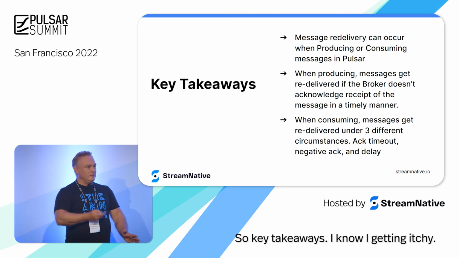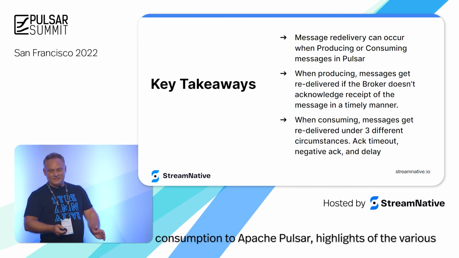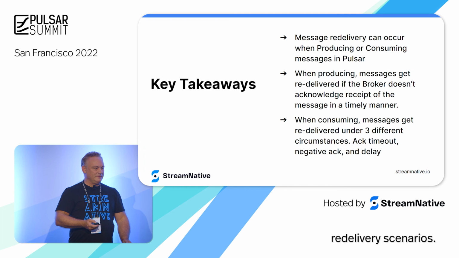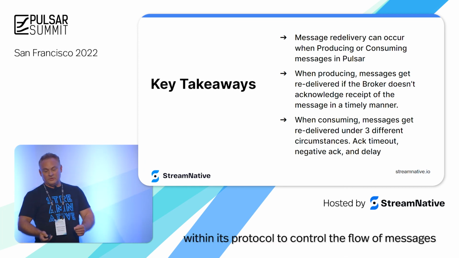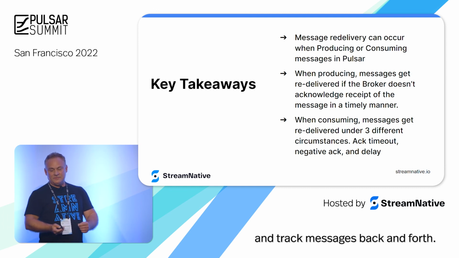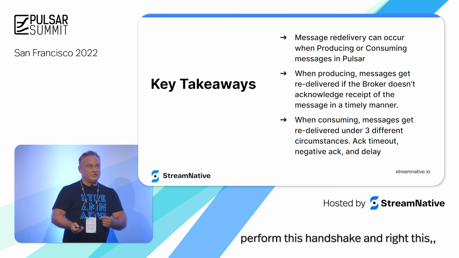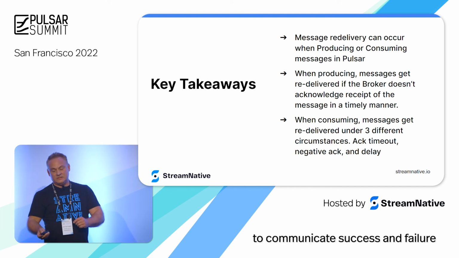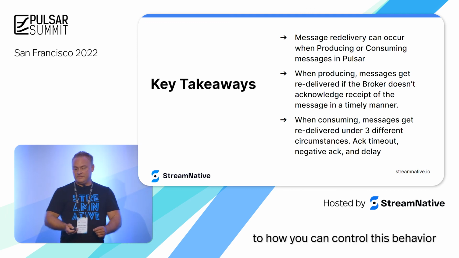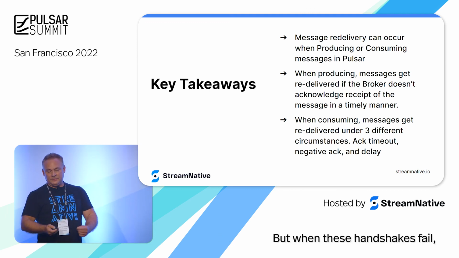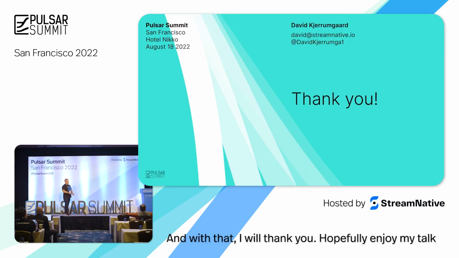So, key takeaways. I know we're getting itchy there. Real close. Time's up. Today I discussed message publication and consumption of Apache Pulsar, highlighting some of the various redelivery scenarios. I talked about how it uses commands within its protocol to control the flow of messages and track messages back and forth. It's critical that both the clients and the producers perform this handshaking. They send the data over, they have a way to communicate success and failure, and they keep track of each one. And I talked a little bit about how you can control this behavior with some of the different properties. But when these handshakes fail, the redelivery process is triggered to ensure that no data is lost.